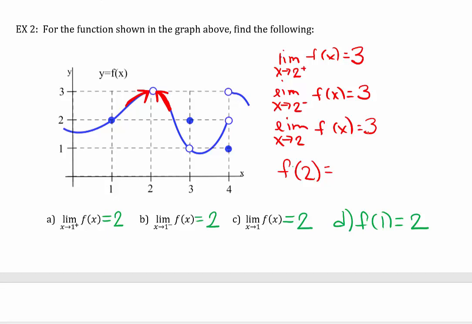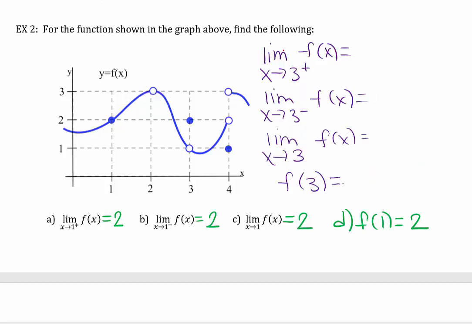Now, x equal 2 is a little bit different from x equal 1 in that there is no point at x equal 2. We would actually say the function is undefined there. However, notice that doesn't impact the limit. The limit doesn't tell you anything about what happens at a point. It only tells you what happens when you're near a point.